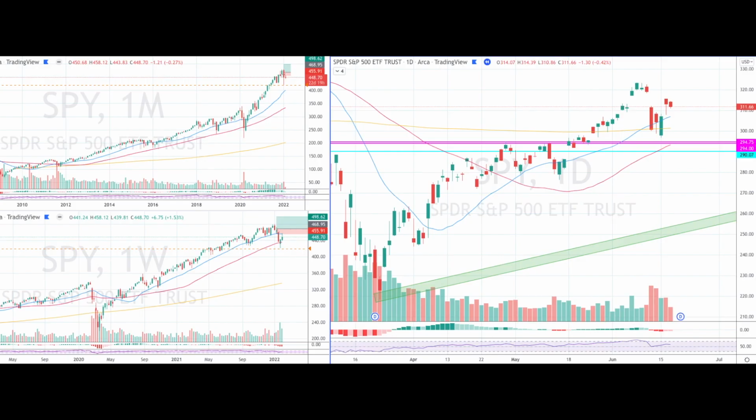Alright, looking at the markets, the SPY. Last week we were talking about a potential bounce with a reversal to the downside. And, oh, hang on a minute. This is 2022. Okay, hang on.